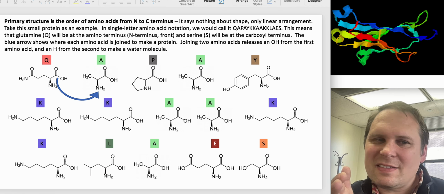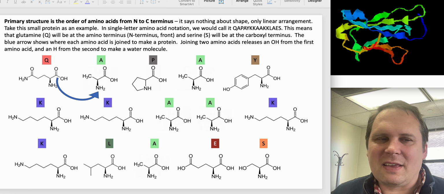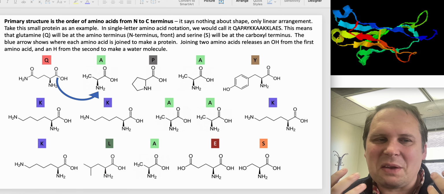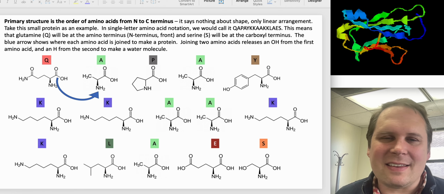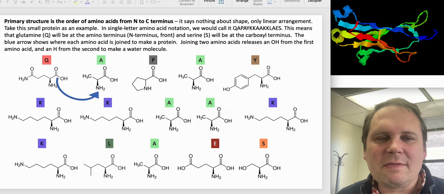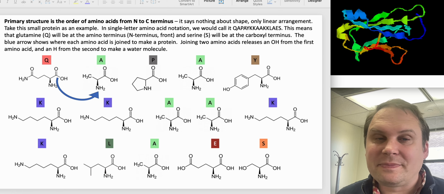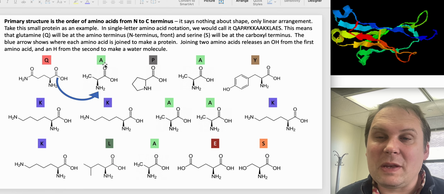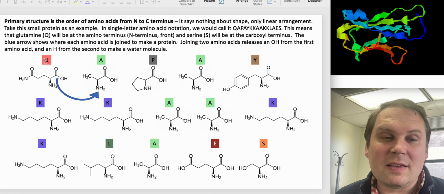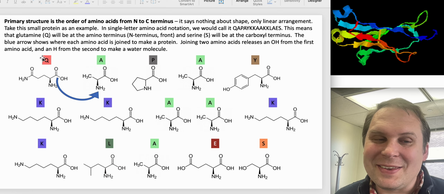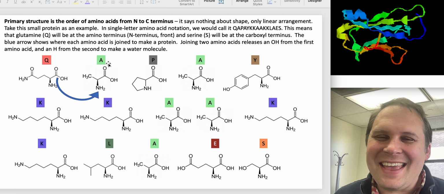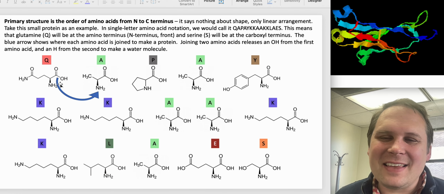But that's not what we're here to talk about. We're here to talk about, okay, what's a protein? How do I make a protein? How do I understand it? Well, a protein is a chain of amino acids. So shown here are a bunch of amino acids. Q is glutamine, the Q-tamine, A for alanine, P for proline, etc.